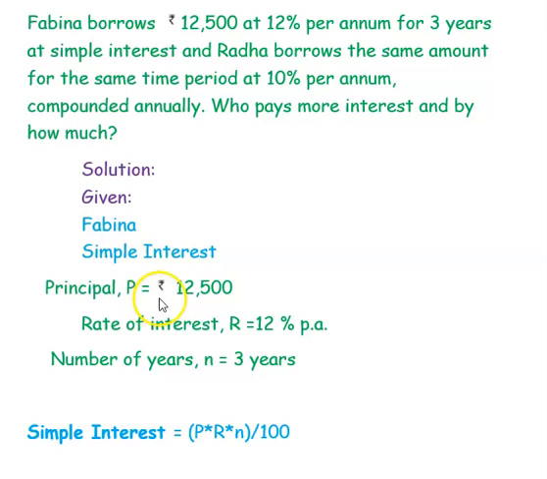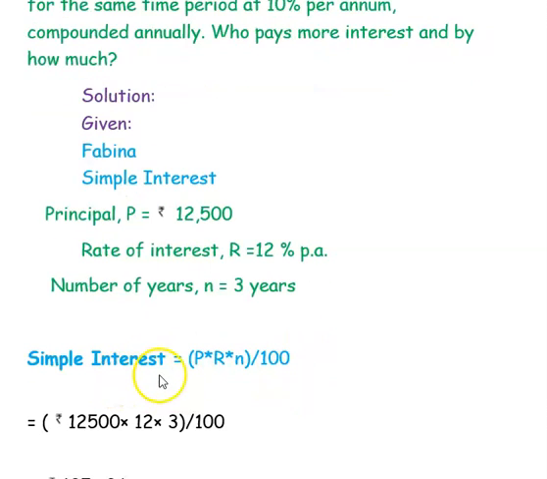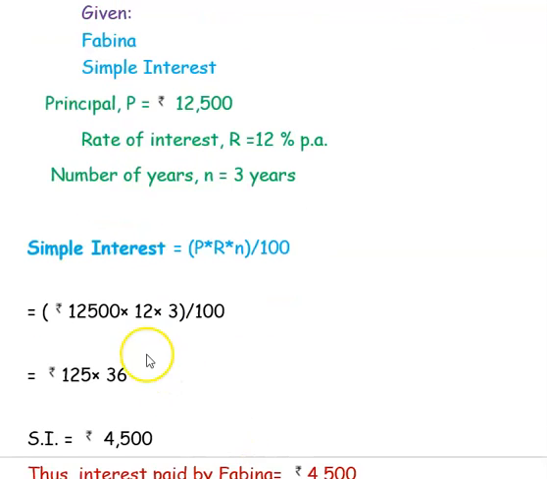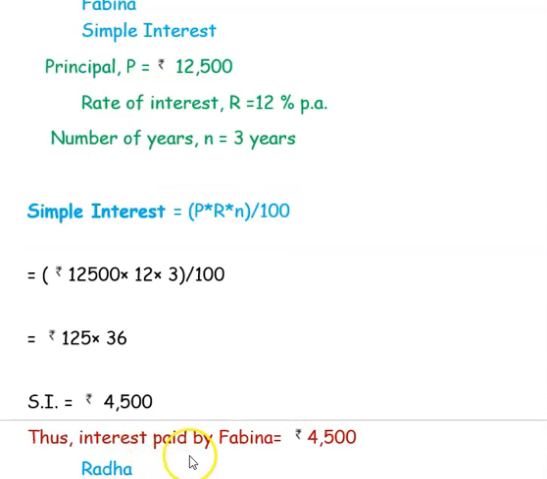So the principal amount is rupees 12,500. The rate of interest is 12% and the number of years is 3 years. We know that the simple interest formula is P into R into N divided by 100. So we can directly substitute this. 12,500 into 12%, that is 12, into 3 divided by 100. If you simplify that, you will get the simple interest as rupees 4,500. So the interest paid by Fabina is rupees 4,500.